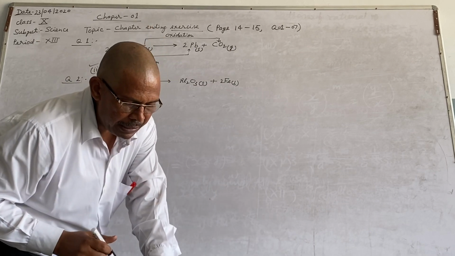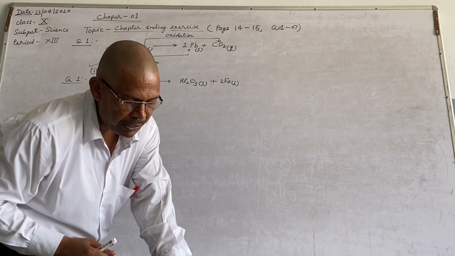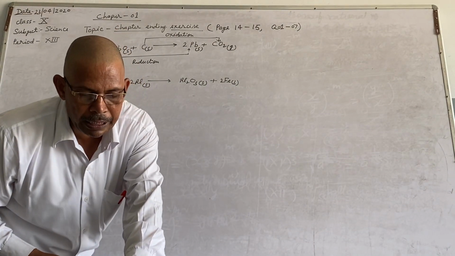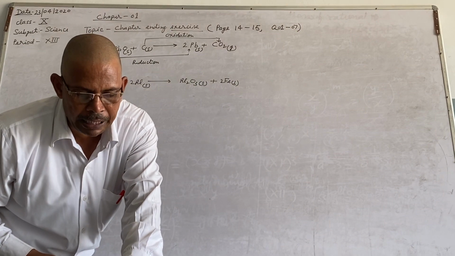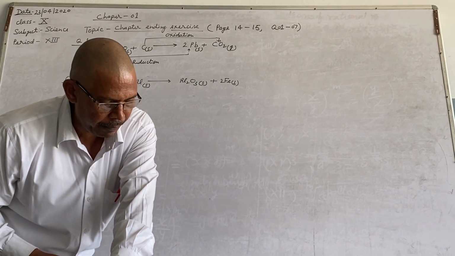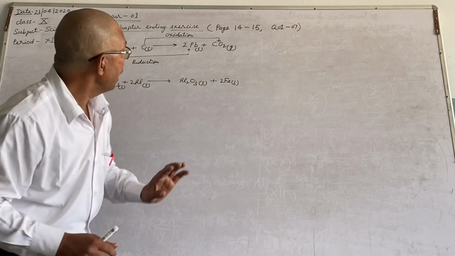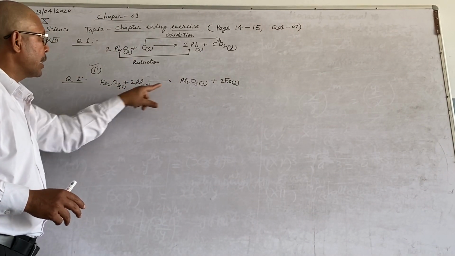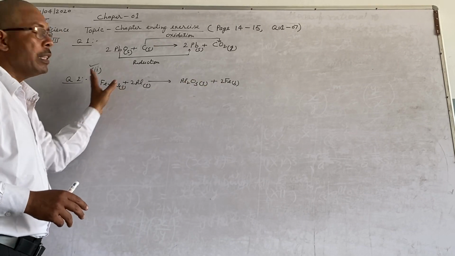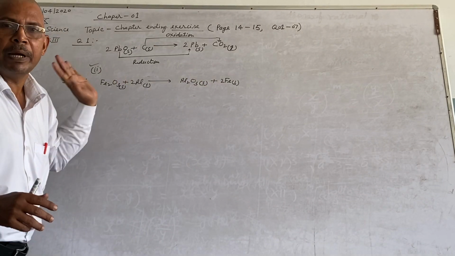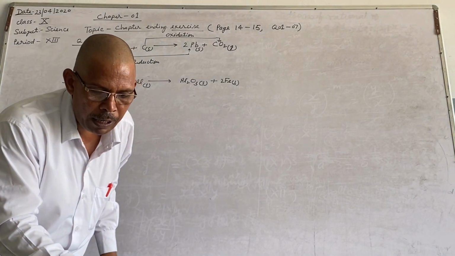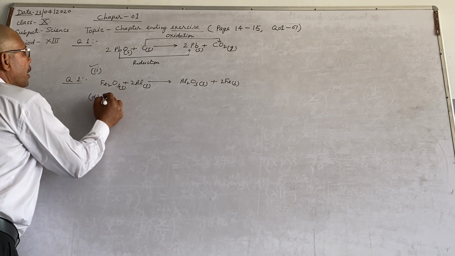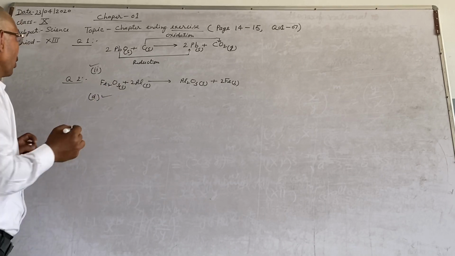The above reaction is an example of: first option combination reaction, second double displacement reaction, C decomposition reaction, and D displacement reaction. Which one is correct? Here you see aluminium is displacing iron from iron oxide. Therefore this reaction is an example of displacement reaction, and so option D is correct.